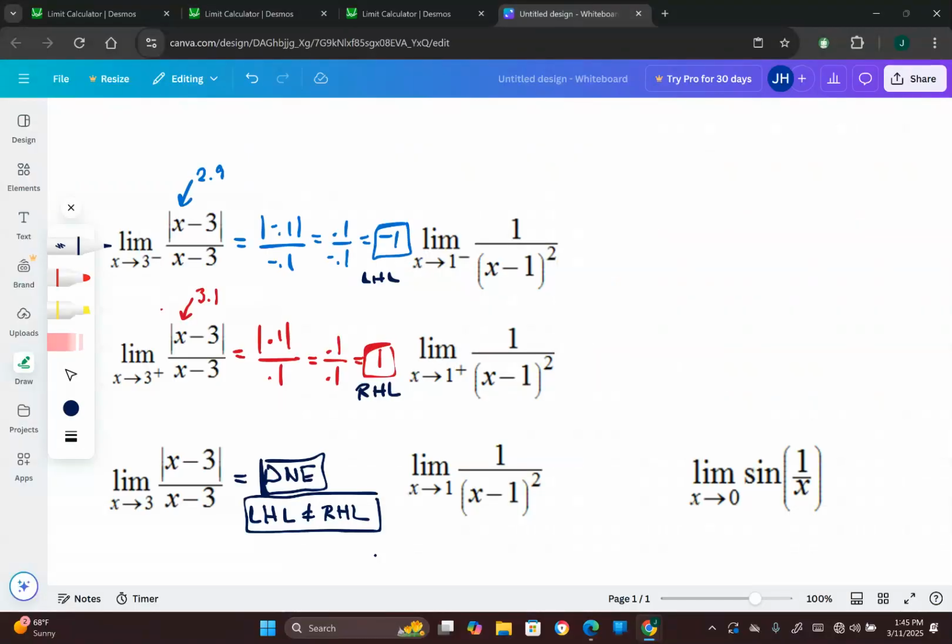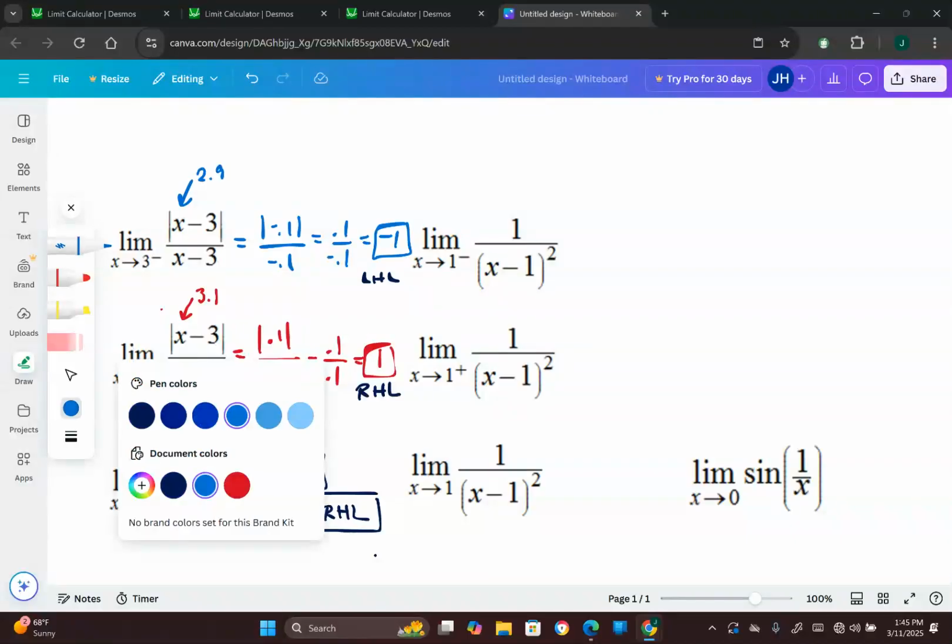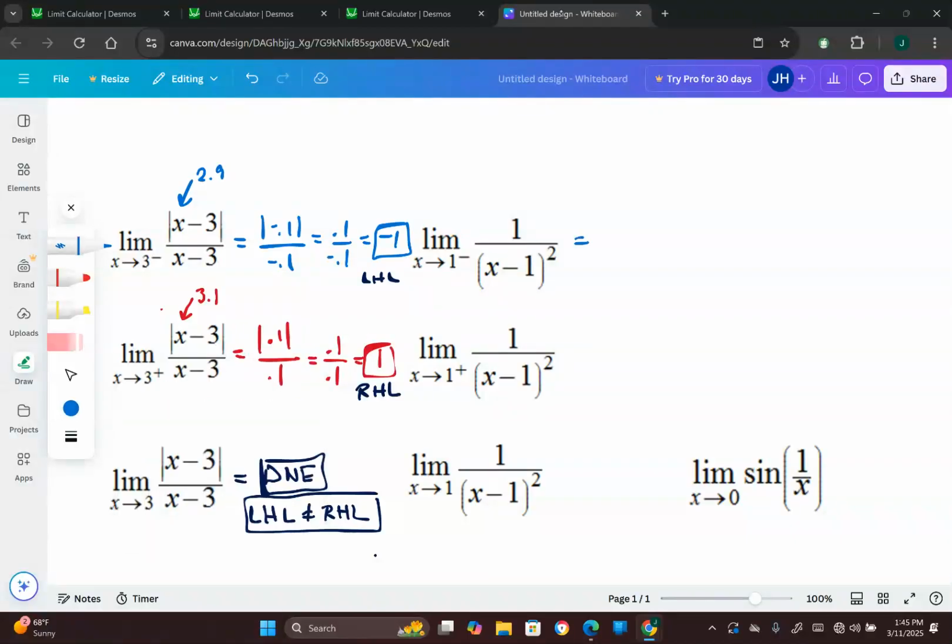So when we talk about the limit as x approaches 1 from the negative side, this is 1 over 1 minus 1 squared. This gives me 1 over 0. Now here's the thing: are those numbers approaching 0 from the positive side or the negative side? If you take a number that's a little bit less than 1, like 0.9, and you subtract 1, that's a negative number. But a negative number squared is always going to be positive, so these are positive numbers approaching 0.